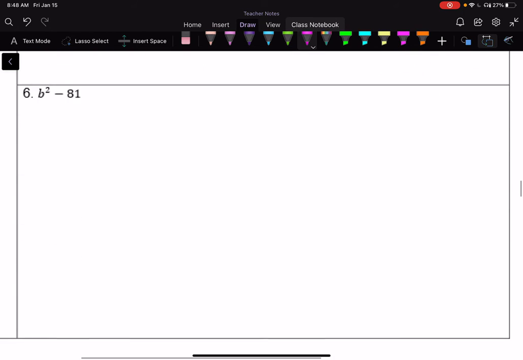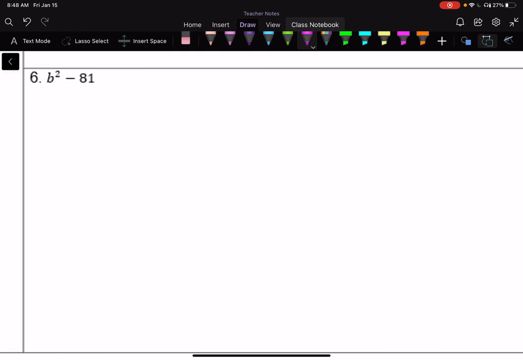Moving on to number 6, b squared minus 81. We're going to treat this like normal. We're going to make the a times c table and continue on. So, a times c in this case is going to be negative 81. And there is no b value in the center, a term with just a variable, not a variable squared. So that will be 0.